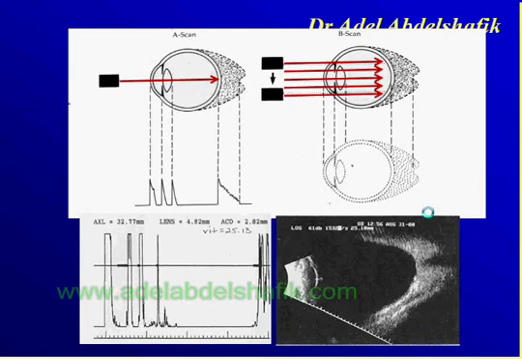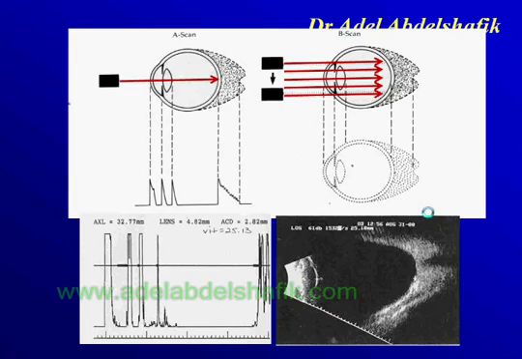So we have an A probe, or scan, to measure a length, and a B probe, the brightness probe, to see a section. So whenever you receive an instrument, you get two probes and you can use either of them.